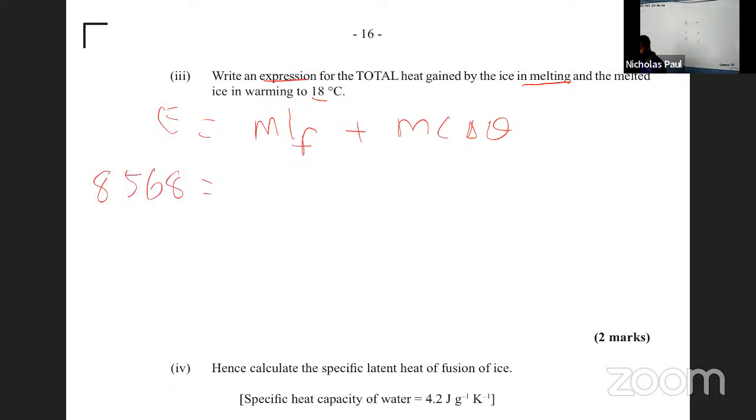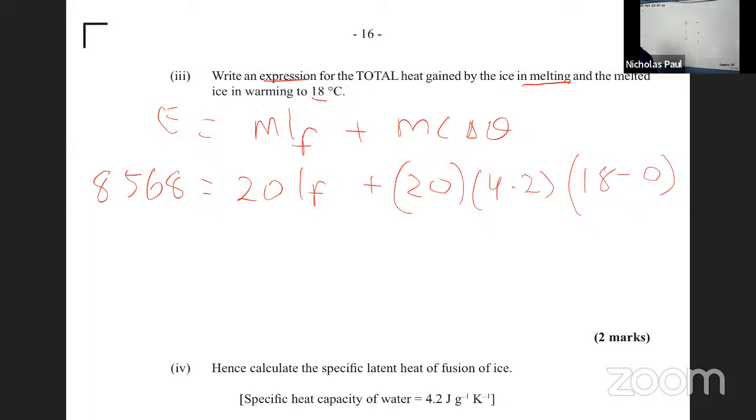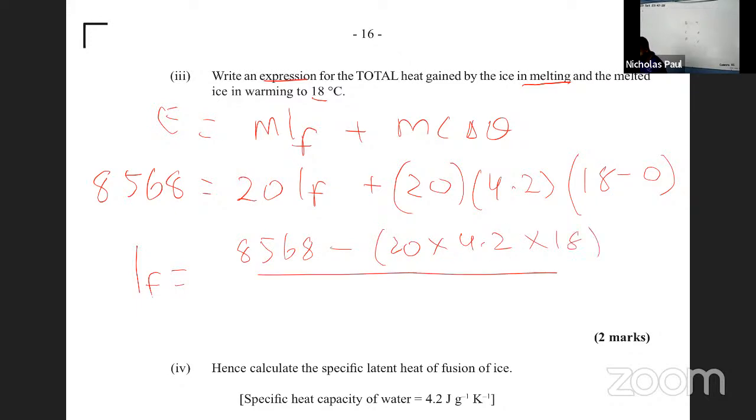Right, before we go there, what's the value of M we're using? 20. So it's 20 by L_F plus 20 by, what's the value of C we're using here? 4.2, because when the ice melts it is now water, right? And the temperature changes 18 minus 0. Yeah? So you can do a little math there and solve for L_F. That'll be 8568 minus 20 by 4.2 by 18, all over 20.